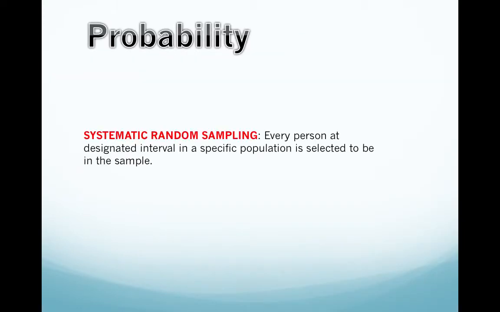The second probability sampling approach is called systematic random sampling. In systematic random sampling, members of a population are selected at designated intervals without the chance of being selected again until the desired sample size is obtained. Let's look at an example within our Baylor study.